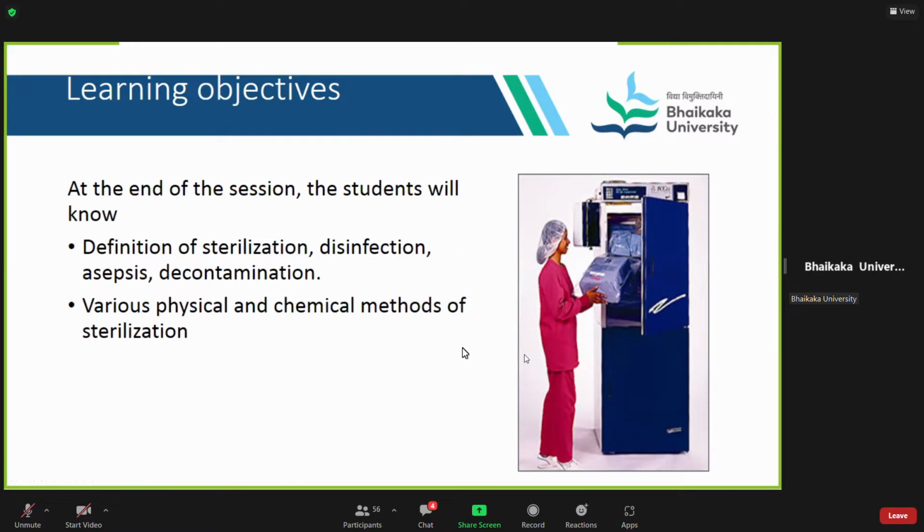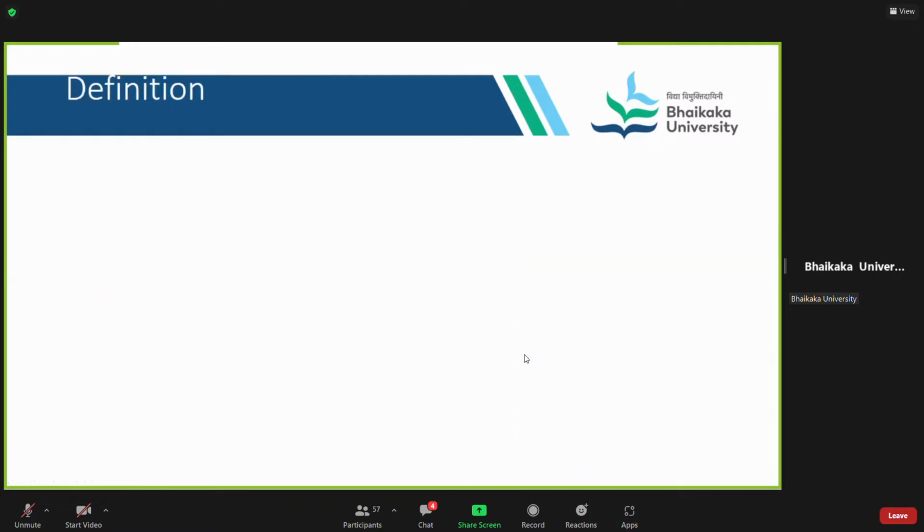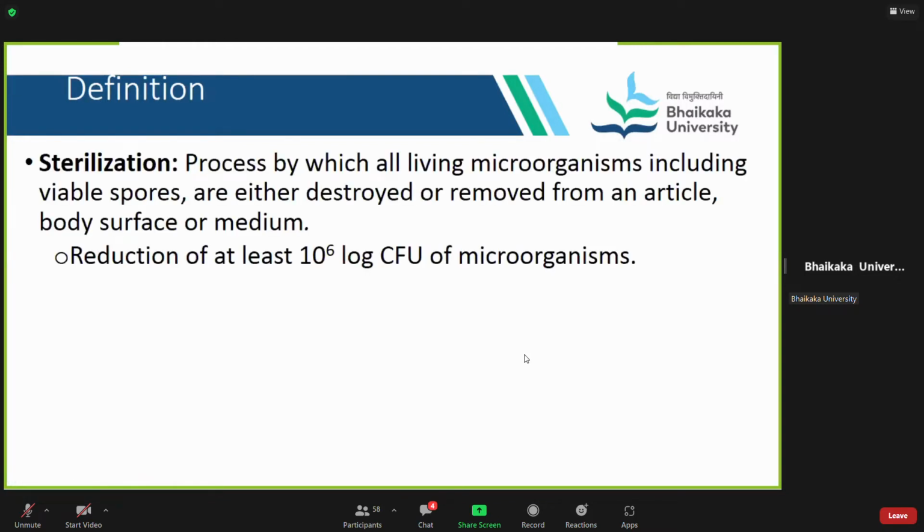Okay, so when we talk about sterilization, please read the difference between sterilization and disinfection carefully. I'll read it for you. Simultaneously, you can also read. So it's a process by which all living microorganisms, including viable spores, are either destroyed or removed from an article, surface, or medium. So this means you are making a surface, article, or medium almost completely free from microbes, right?